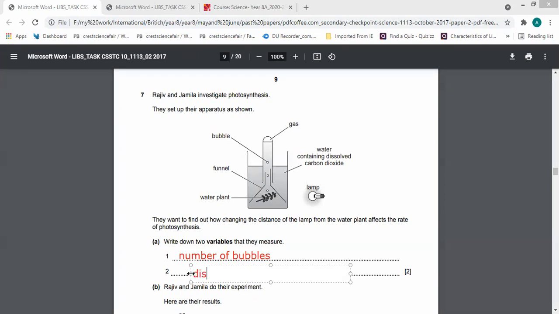The next one, distance of the lamp from the water plant. Clear? It's clear? Yes. Next one.